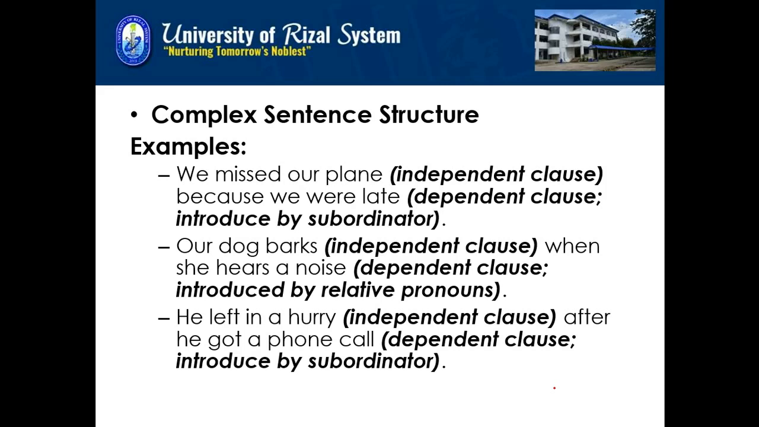Isa lamang siyang phrase. Halimbawa, we missed our plane. So the subject here is we, missed our plane is predicate. So mayroon tayong subject predicate structure. Therefore, it is a clause. Now, it is an independent clause kasi we missed our plane is expressing a complete thought. Now, in our second clause, because we were late.